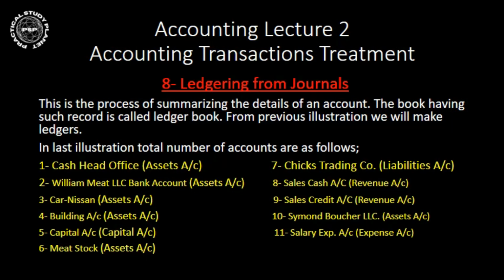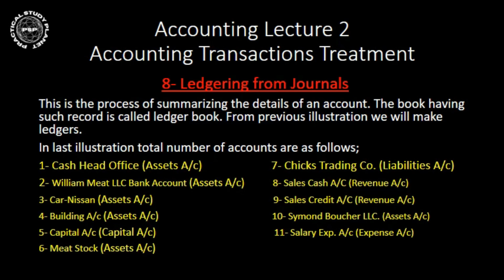In the last illustration, the total accounts are as follows. Cash head office account, this is an asset. William Meat LLC bank account, this is also an asset account. Carnation, that is also a building. Capital, this is the capital account. Meat stock, this is an asset. Chicks trading company, this is a liability, we bought from them on credit, that's why it is a credit liabilities account.